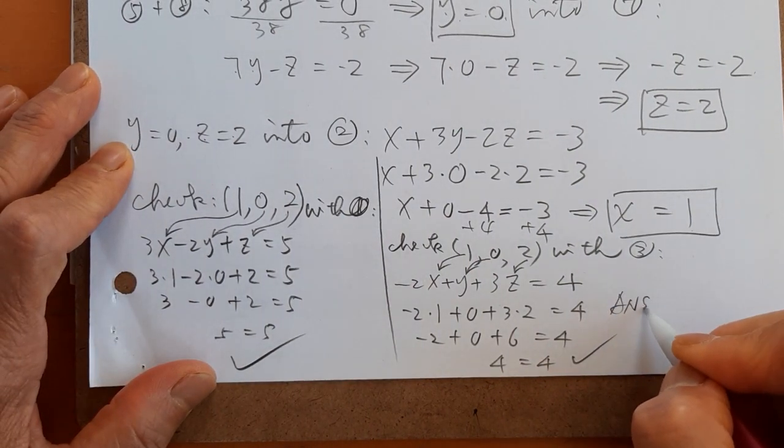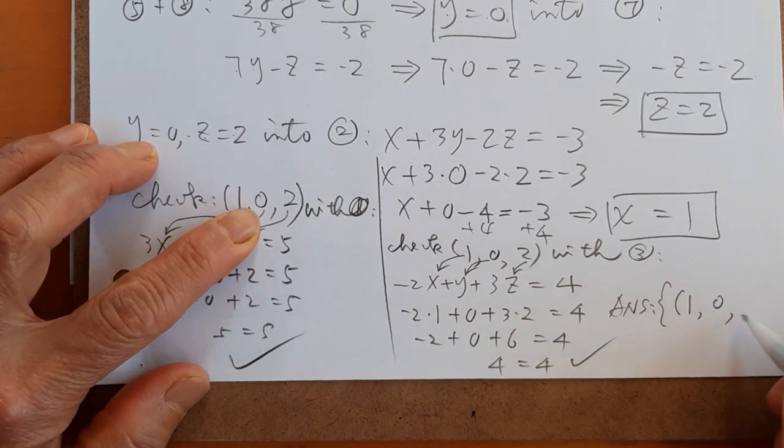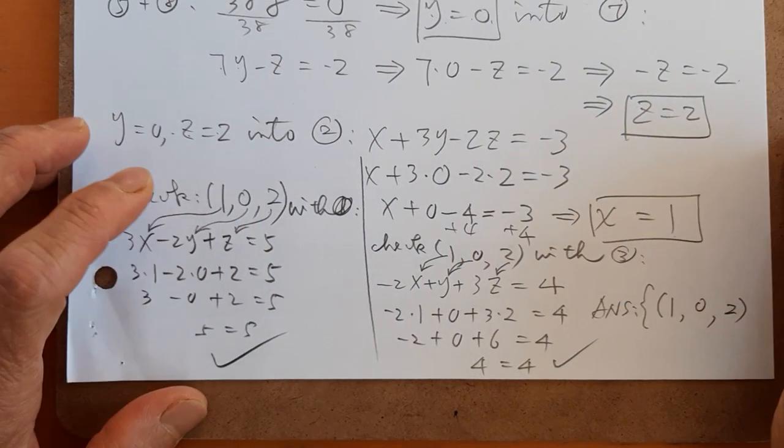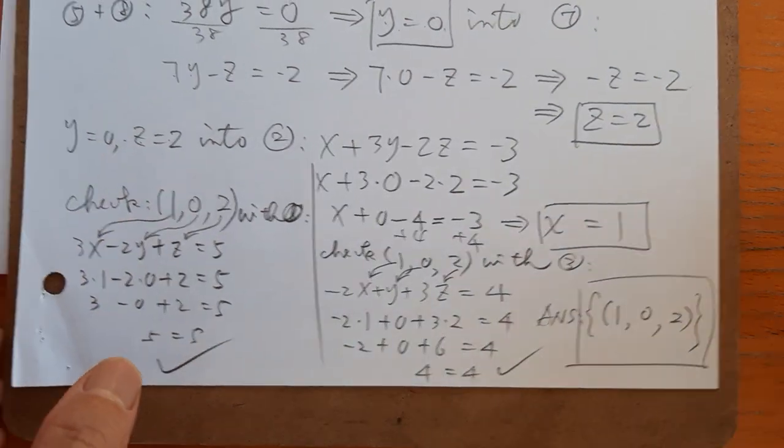It's true. So you put down the final answer: x coordinate is 1, y coordinate is 0, z coordinate is 2. And that's the final answer.